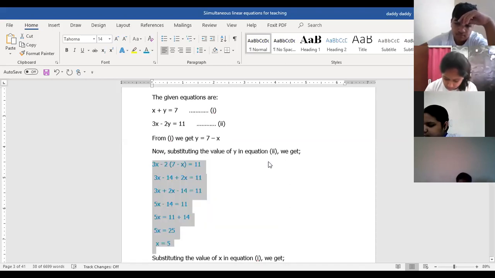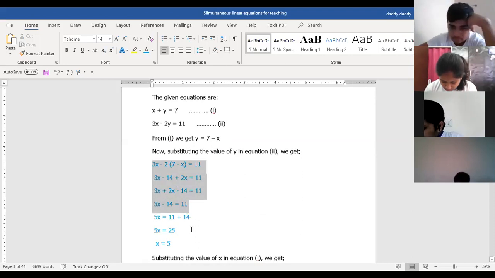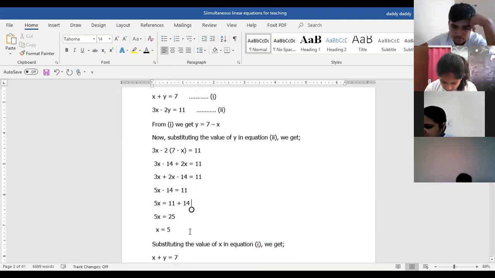And after that, what will happen? You have already got the value of one of the variables, that is x. Now you put this value x is equal to 5 in any of the two equations which are given to you. You will get the value of y also. So you can pick and choose. So now this x is equal to 5.